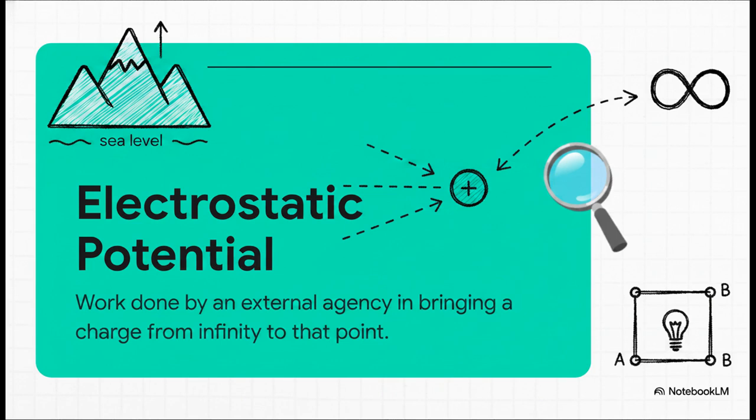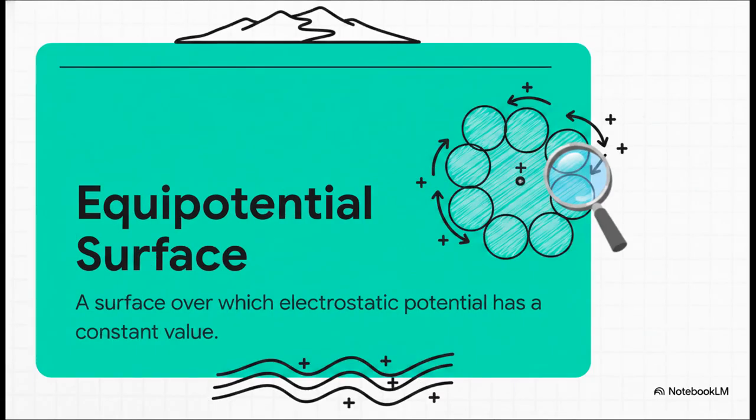So the electrostatic potential at any given point is simply the work required to bring a unit positive charge all the way from infinity to that exact spot. But in practical, real-world circuits, we really only care about the potential difference between two specific points. Now flip that idea and imagine walking along a perfectly flat mountain ridge. You aren't hiking up and you aren't hiking down. You're at a constant altitude, so you aren't fighting gravity at all.